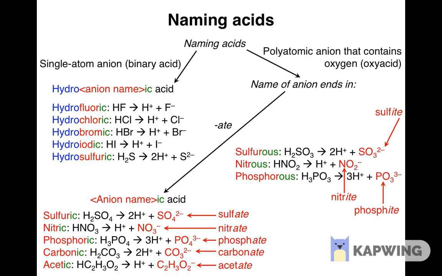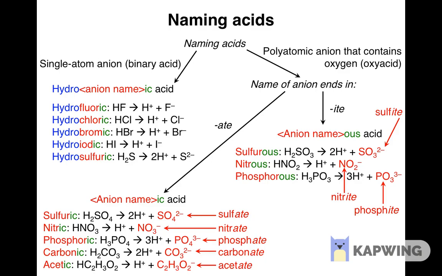If the name of the anion ends in ite, then the name of the acid is the name of the anion modified so that it ends in ose, followed by the word acid. For example, an acid that consists of H plus cations and the sulfite anion SO3 is called sulfurous acid.